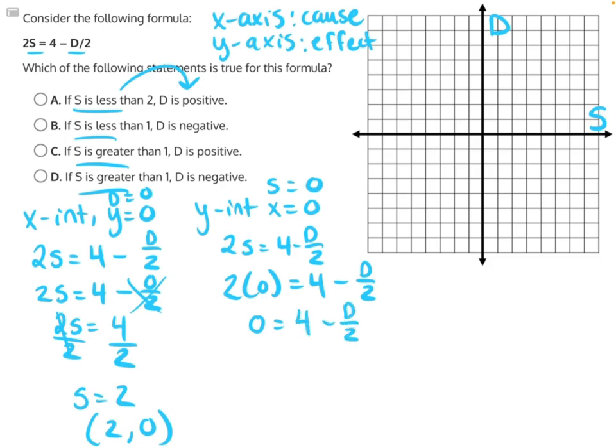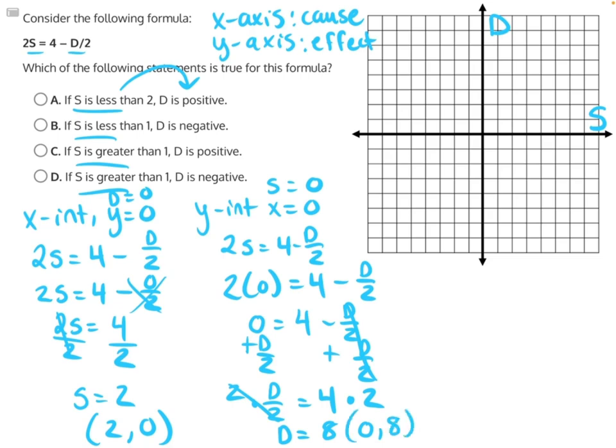Now let's do the opposite, add d over 2 to both sides. These will cancel, leaving us with d over 2 equals 4. And then d is being divided by 2, so the opposite would be multiplying both sides by 2. These will cancel, leaving us with d equals 8, or the coordinate point (0, 8).